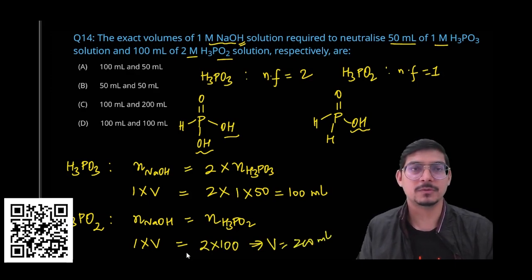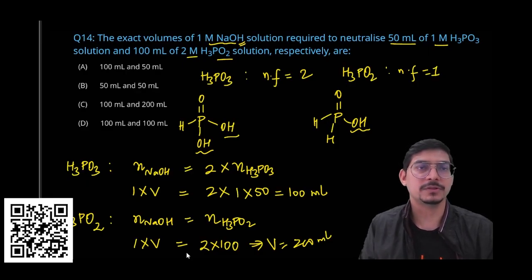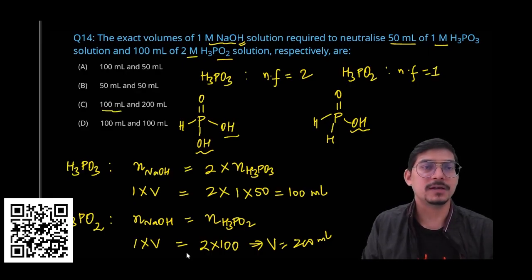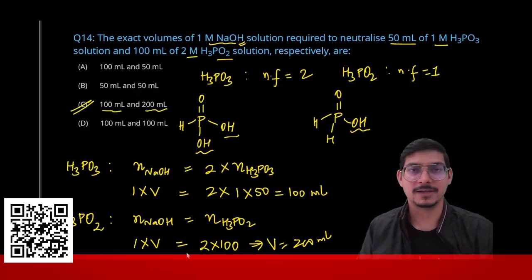So the volume of NaOH required to neutralize the H3PO3 solution is 100 ml, and the volume of solution of NaOH required to neutralize H3PO2 solution would be 200 ml. So with 100 and 200, option C is the correct answer in this question.